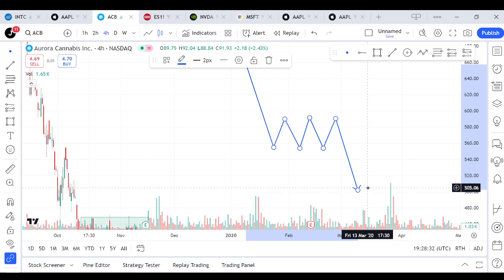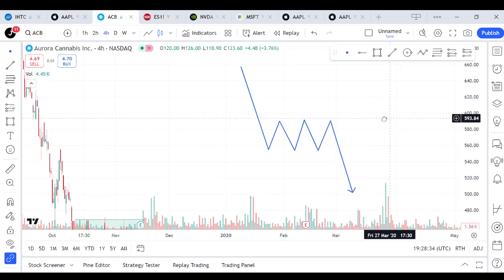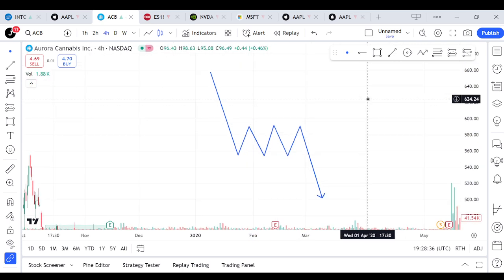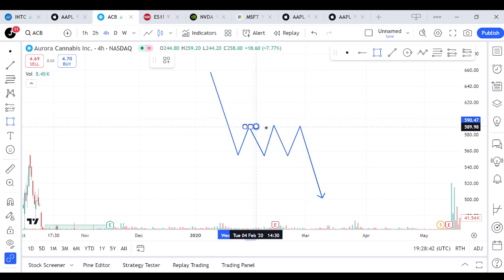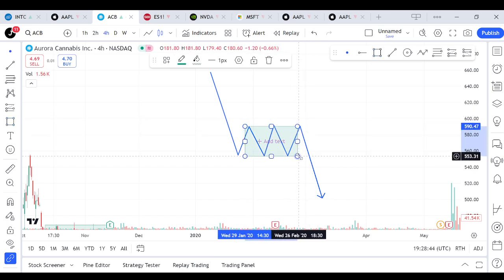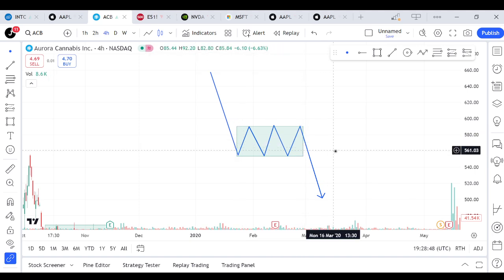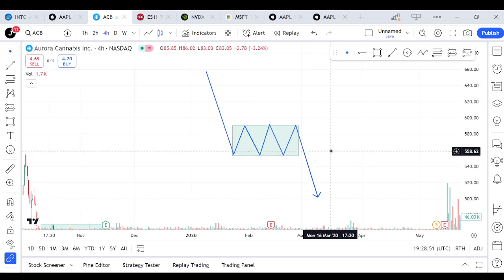First, verify that the pattern forms during a clear downtrend. Second, look for at least two distinct touches at both the upper and lower boundaries. Okay, here I have three touches, but if you see two, it's alright, you can use it. The third, ensure these boundaries run parallel to each other. And finally, confirm that the price action between these levels shows consistent back and forth movement.